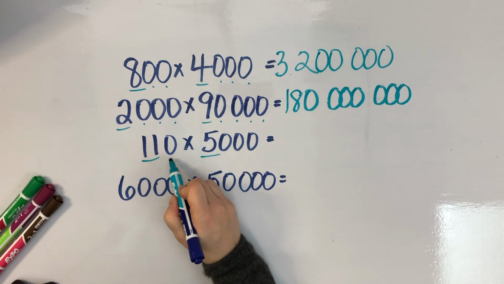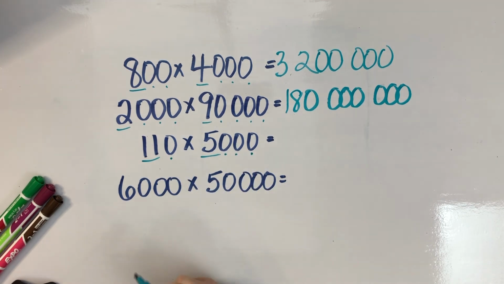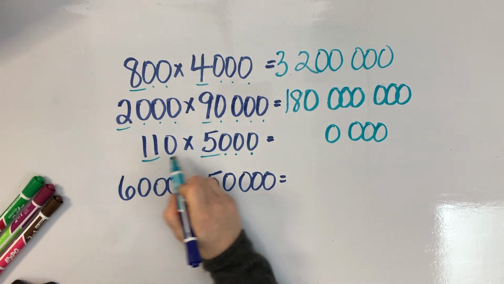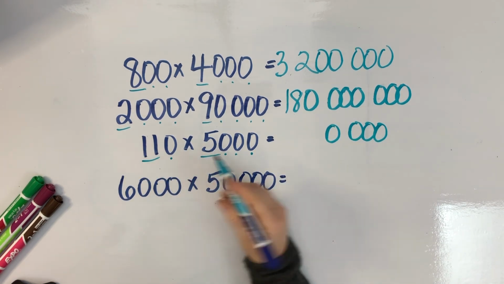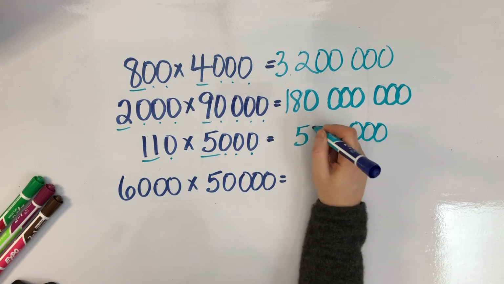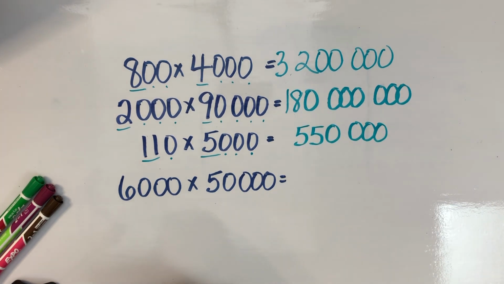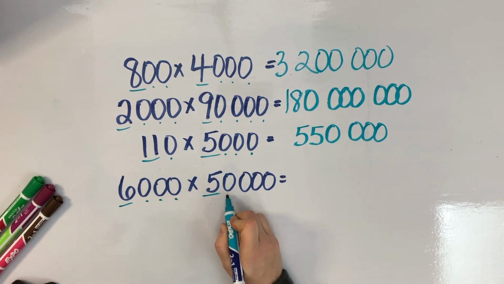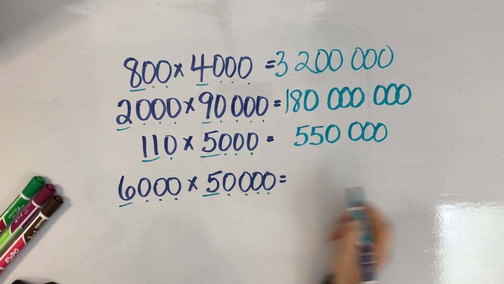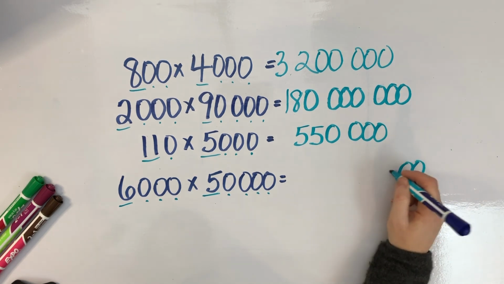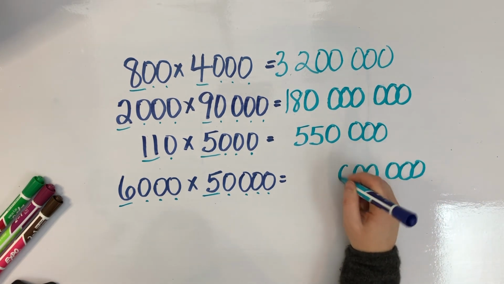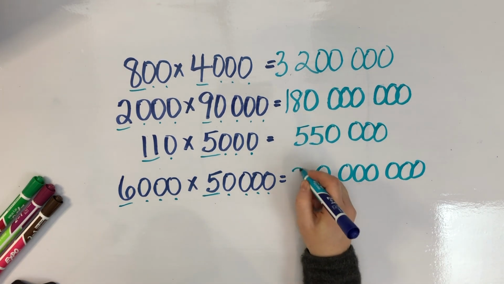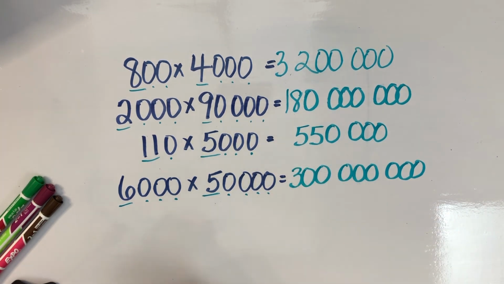Okay, let's start with our trailing zeros. I've got 4 of them. 1, 2, 3, 4, and then I'll need to add the product of 11 and 5, which is 55. 550,000. Last, I've got 1, 2, 3, 4, 5, 6, 7 zeros to tack on, and then the product of 5 and 6, which is 30, giving us a product of 300 million.